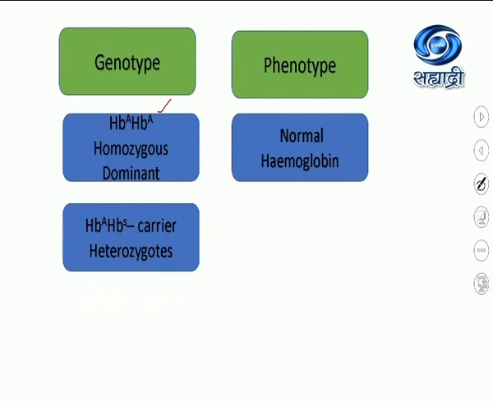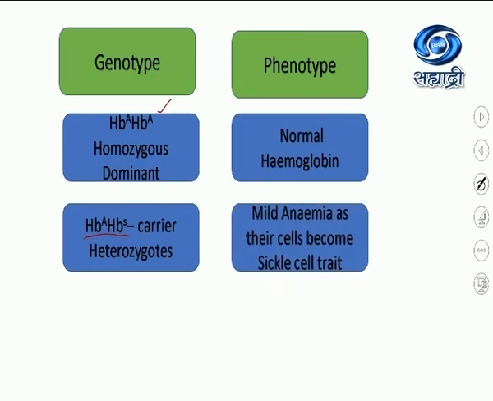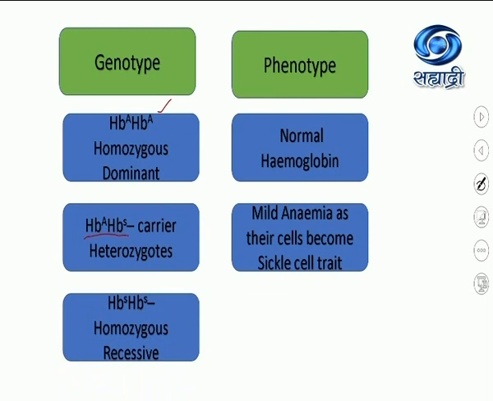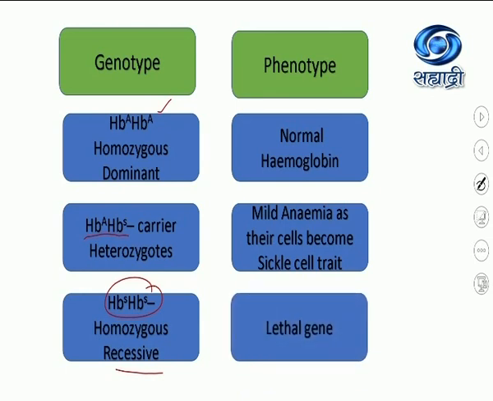But if the person has HbA HbS in the heterozygous condition, this person is believed to be a carrier for sickle cell anemia. This person will have a mild anemic condition because their cells show the sickle cell trait, but this person does not die. But as this is a recessive gene, if the genotype is homozygous recessive, HbS HbS, then 100% the person will develop sickle cell anemia, the shape of the hemoglobin will change, a hypoxic condition arises due to the anemic condition, and the child will die. So it is a lethal gene.